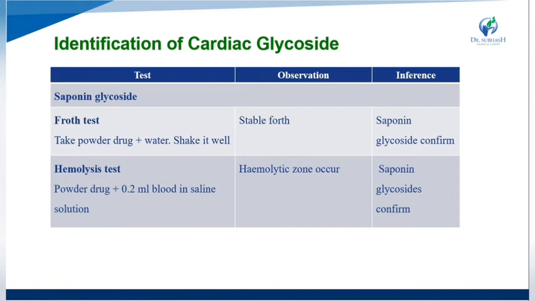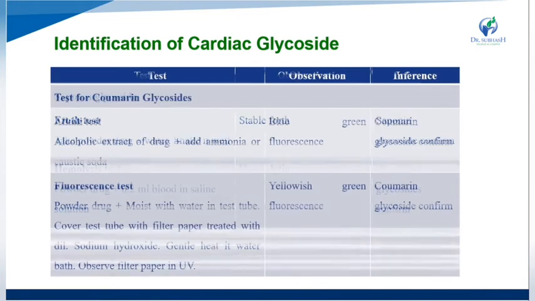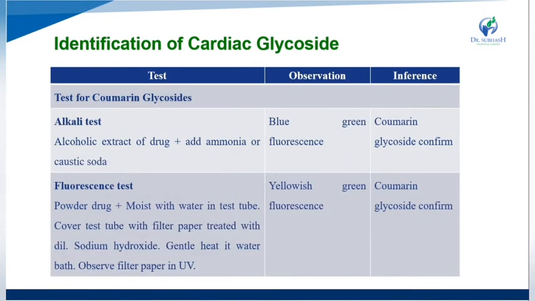Powder drug, crude powder drug plus 0.2 ml of the blood in saline solution, okay. This is for the hemolysis test. So a hemolytic zone occurs after the addition of the 0.2 ml of the blood in saline solution. So hemolytic zones are generated, so they indicate the saponin glycoside is present in the crude powder drug constituent. Now we see the test for the coumarin glycoside.